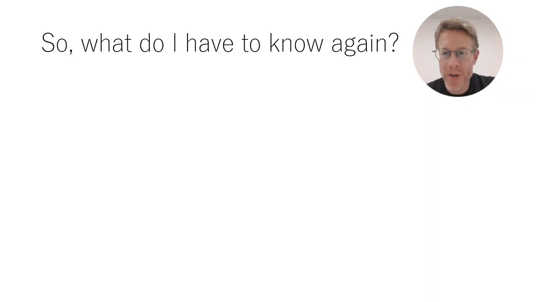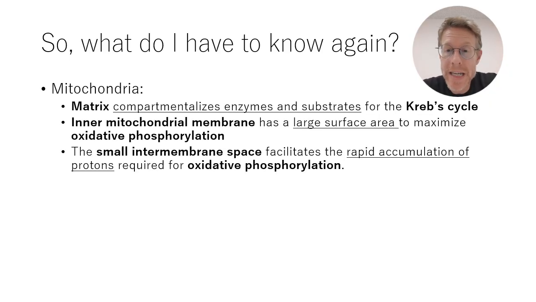Okay, one more summary slide because that was a ton of information. So what you need to know, taking a step back from all the detail, is the mitochondria has the matrix, which compartmentalizes the enzymes and substrates, the metabolites, the chemicals involved, in the Krebs cycle. The inner mitochondrial membrane has a large surface area, so we can maximize this process of oxidative phosphorylation. And the small intermembrane space allows protons to accumulate rapidly, which again makes oxidative phosphorylation, this process that makes ATP, possible.